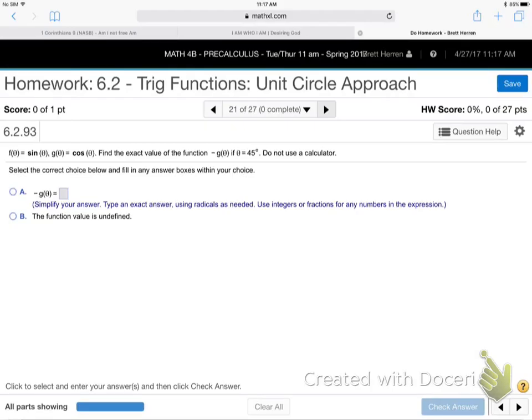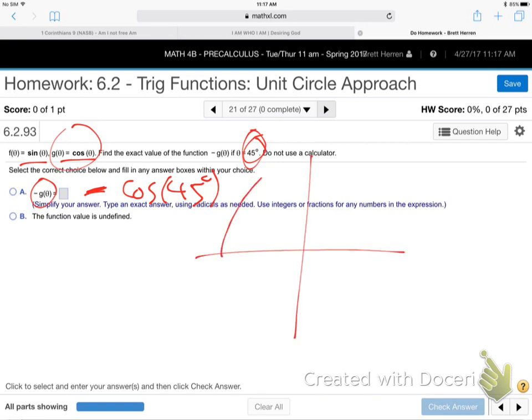All right, so they're saying we got sine and we got cosine. And find the exact value of negative g of theta. Theta is 45. Okay. What's the cosine? So basically they're saying negative, and what is g? G's cosine. Negative cosine of 45. That's just a fancy way of saying find the negative cosine of 45, right? Because g is cosine, and they're plugging in 45. So they want negative g. They want negative cosine of 45. So let's go to the unit circle. Anybody know what's cosine of 45?